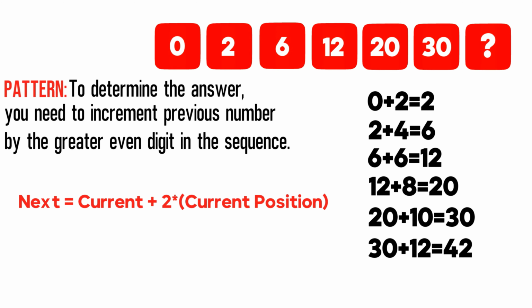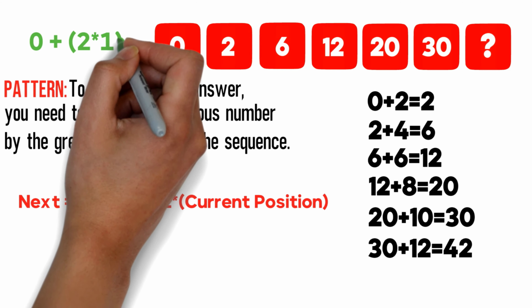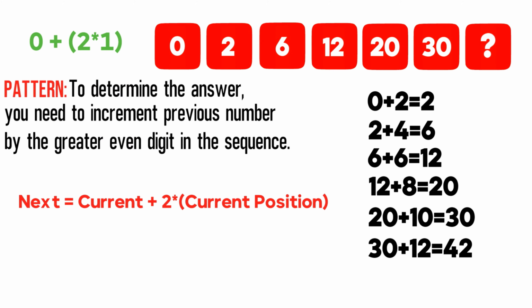For example, let's take the number 0. This is the first number in the sequence. To determine the next number in the sequence, we need to add previous number, which is 0, and then 2 multiplied by 1, because number 0 has the first position in the sequence. Instead of using the formula, you can also use the next even number and add it to the previous number. The even numbers are 2, 4, 6, and you can increment them down the list.